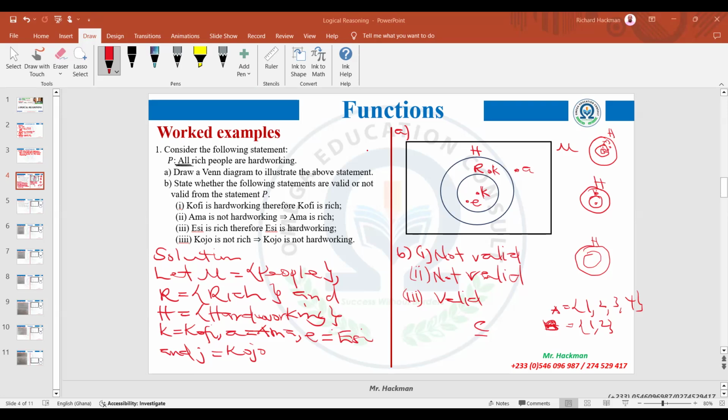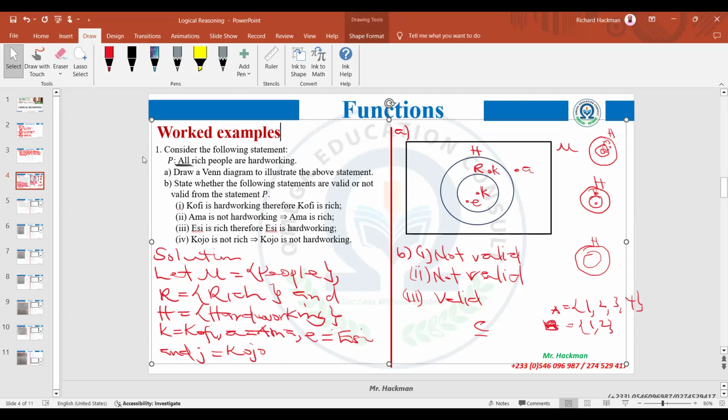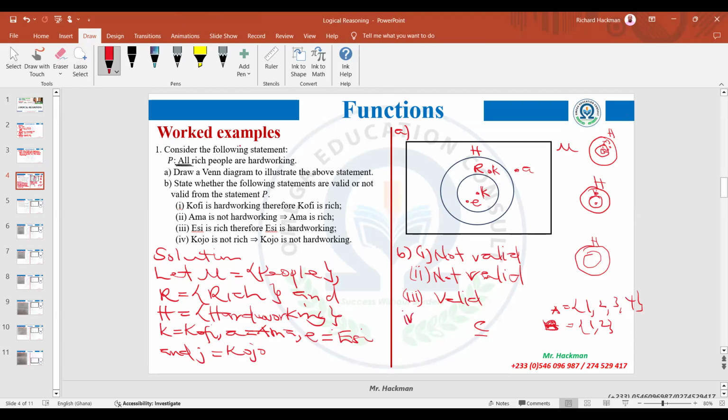All right, so now let me go to the last one. Let me go back and edit what I have there. Okay, so we are looking at Ivy. And in Ivy, what do we have? Kojo is not rich. So if Kojo is not rich, how many possible regions can we get for Kojo? It means Kojo is supposed to be outside R. Is that not it?